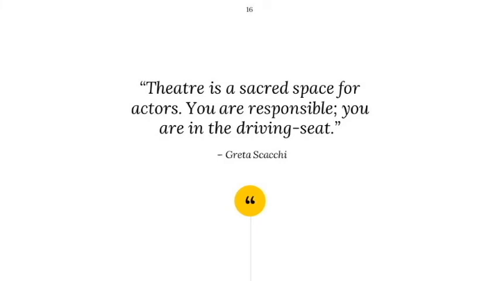Before I wrap things up, let me leave you this quotation of Greta Scacchi: "Theater is a sacred space for actors. You are responsible. You are in the driving seat." My dear fellow classmates, let this be a reminder that our life is a drama that may consist of a tragedy or melodrama that can make us feel down and sad. But there's also a comedy that could cheer us up in the dark moments of our lives. And at the end of the day, we are the ones who are responsible for our fate.